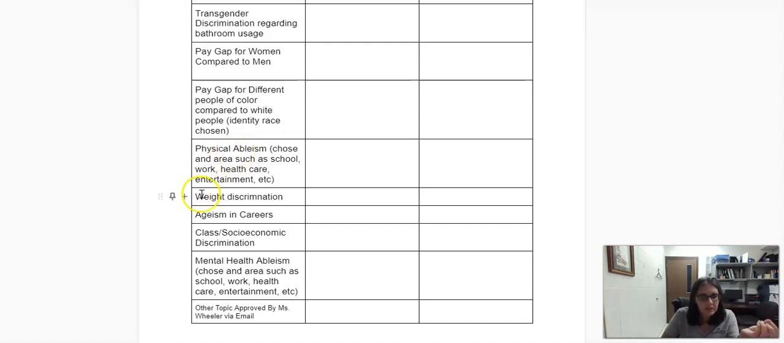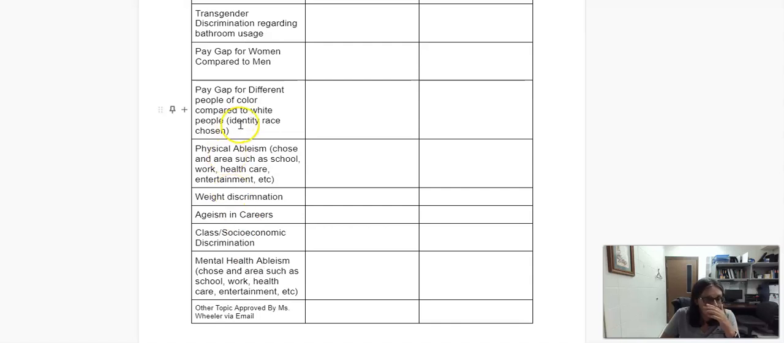But it's physical ones. We have weight discrimination. Again, could be in the workforce or other places too. Ageism in careers, meaning people that are older finding careers, or they might be treated differently in careers. We have class or socioeconomic discrimination. Mental health ableism. So people that might be discriminated against for mental health concerns or diagnoses, or sometimes this might even be more physical ableism too, but sometimes they're more silent. You can't see it, okay? There's so many more.